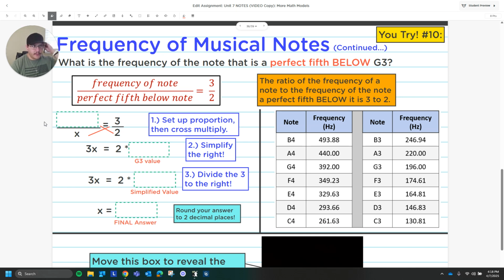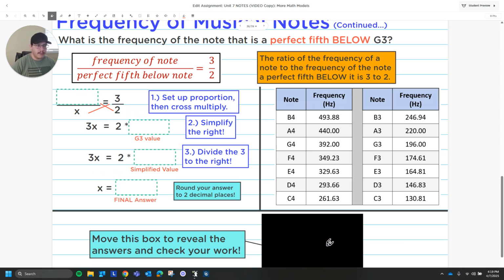All right, you try number 10. What is the frequency of the note that is a perfect fifth below G3? Look for G3. I've set it up right there where it's supposed to go. Perfect fifth below means the G3 value is going to go above, and we're trying to find the below, which turns into X. So go through the work, cross multiply and divide, and then get your final answer.